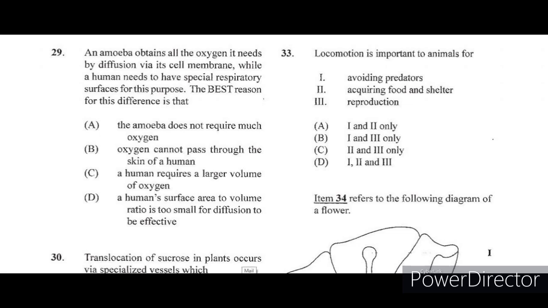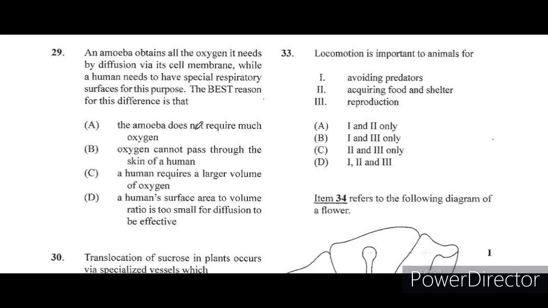So we're at 29. An amoeba obtains all the oxygen it needs by diffusion via its cell membrane, while a human needs to have special respiratory surfaces for this purpose. The best reason for this difference is that amoeba are small, so they have a large surface area to volume ratio. And humans have, on the contrary, a small surface area to volume ratio, and that is why they can't transport substances such as oxygen and even minerals and other important stuff that the body needs by simple diffusion. So we have to look for that.